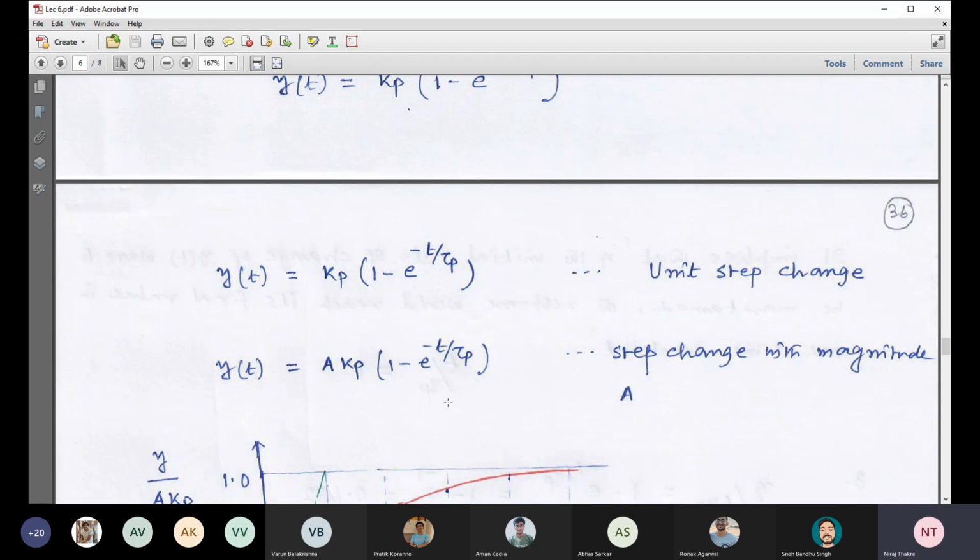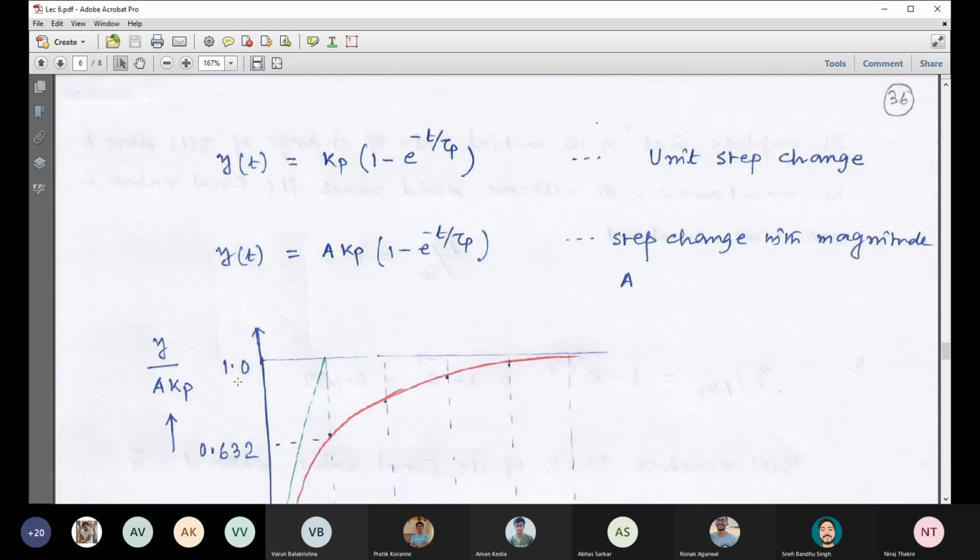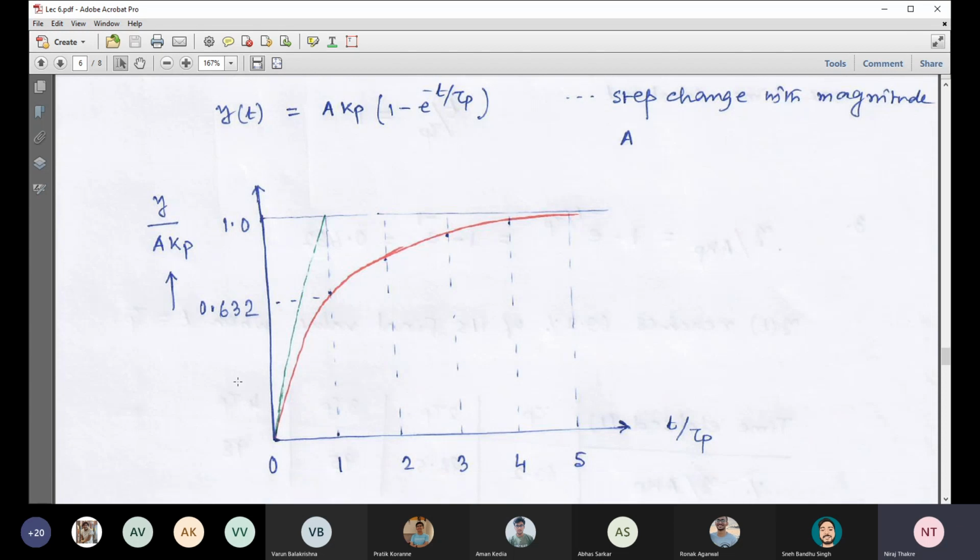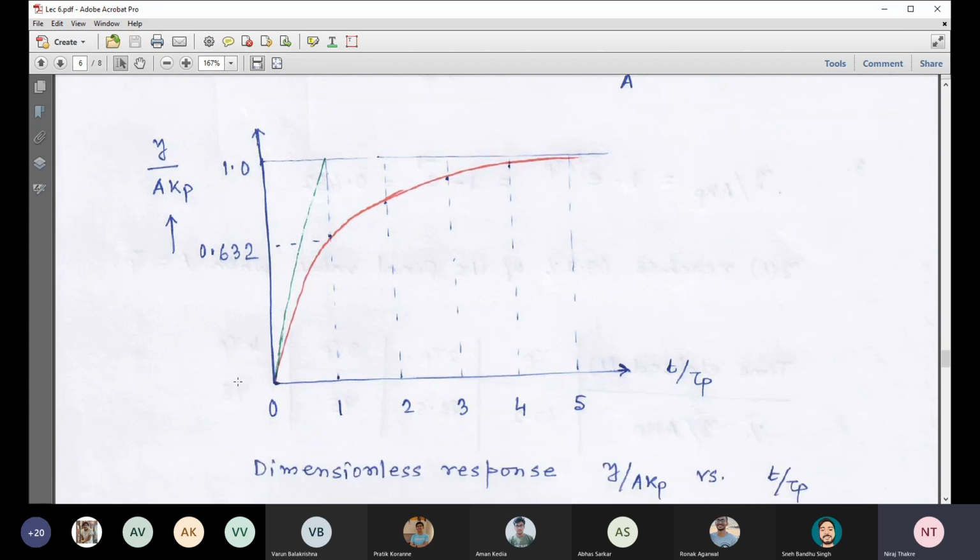I repeat, to plot this equation which we got for y in time domain, we can make it dimensionless. Okay, so how we can do this? We can keep y divided by A Kp in the left hand side, and in the right hand side, 1 minus exponential of minus t by tau p. And then we can plot y divided by A Kp versus t by tau p. We just draw this graphical representation.